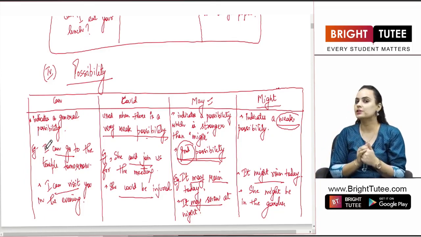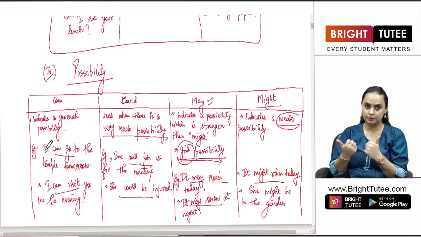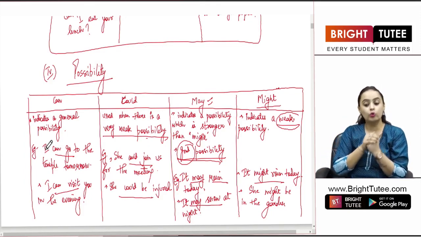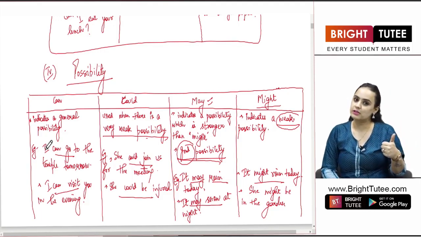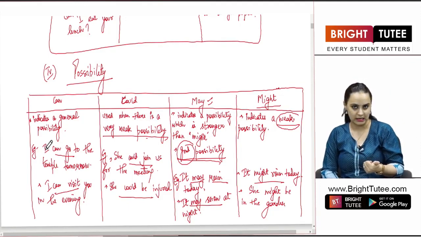When the chances of something to take place are very weak, we use could. When they are better, we use might, and when they are good, we use may. It could rain today means the chances of rainfall are less than 10%.